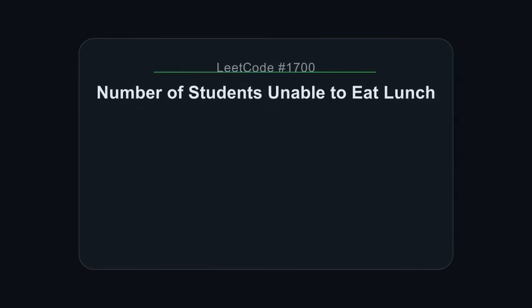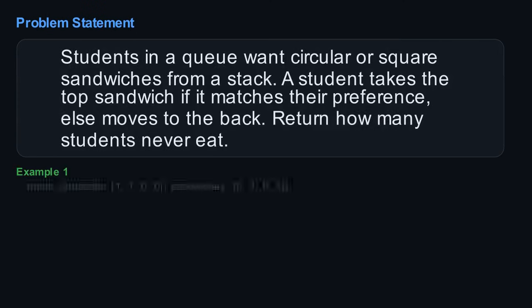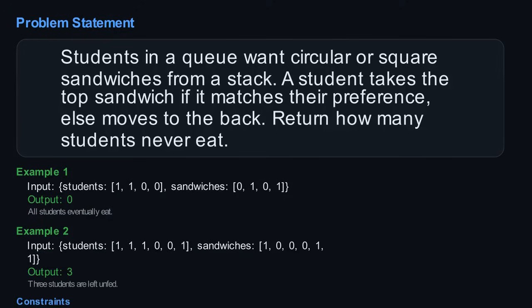Imagine a line of students, each with a sandwich preference, facing a stack of sandwiches. Can we figure out how many students will ultimately miss lunch because their preferred sandwich isn't available? We're given two arrays, one for student preferences where 0 means circular and 1 means square, and another for the stack of sandwiches, also 0s and 1s.